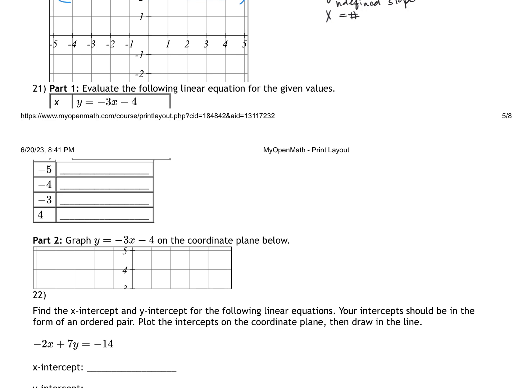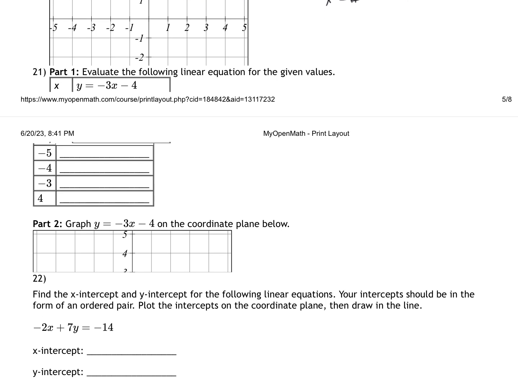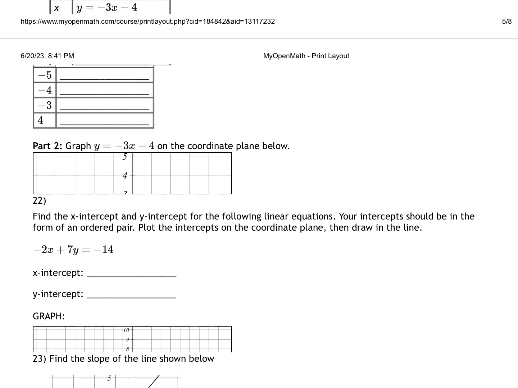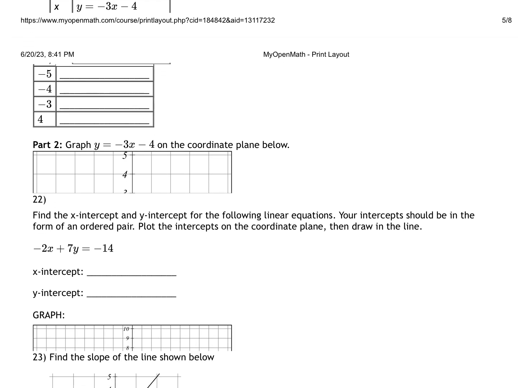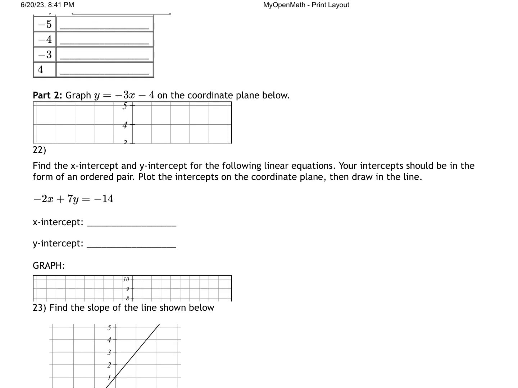For number 21, you would simply plug these numbers in, this -5, and plot them on the graph once you're done. I don't have the graph up here, it got cut off, so I'm going to skip that one.